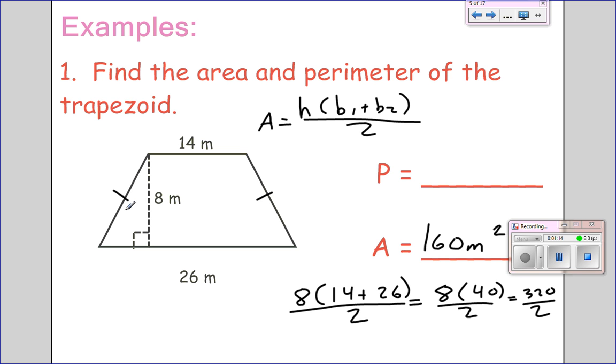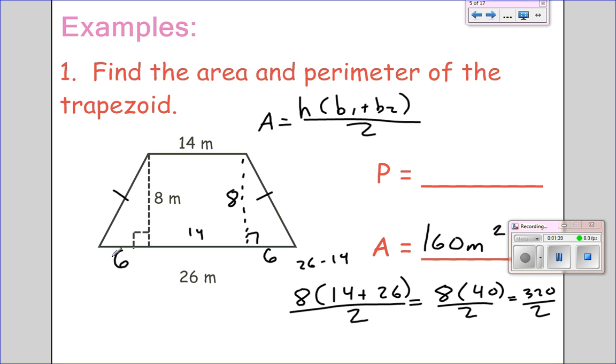Notice this is an isosceles trapezoid because the legs are congruent. So if I drop another altitude here, another height, I know that's going to be 8. Now, from here to here, it's got to be 14 because it's 14 up here. And 26 minus 14 gives me 12. So this piece and this piece have to share 12, so half of 12 is 6 and 6.